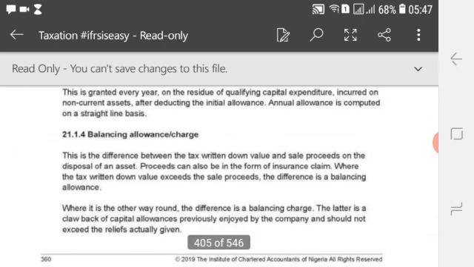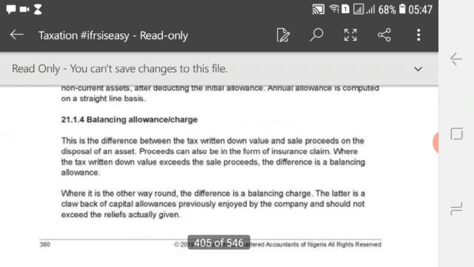Then the next we're looking at is balancing allowance and balancing charge. To define a balancing allowance or a balancing charge, the major difference is between the tax written down value and the sales proceeds. Sometimes students find it difficult to differentiate this. They take the information for allowance for charge, and vice versa. But note that when we're talking about a balancing allowance or charge, the major thing we're looking at is the tax written down value and the sales proceeds.